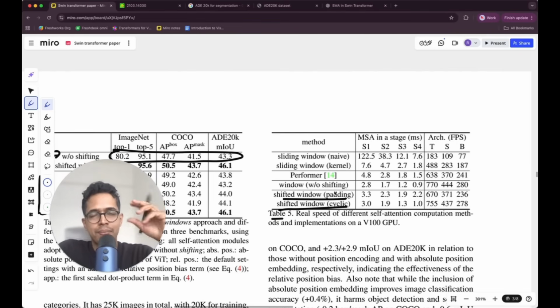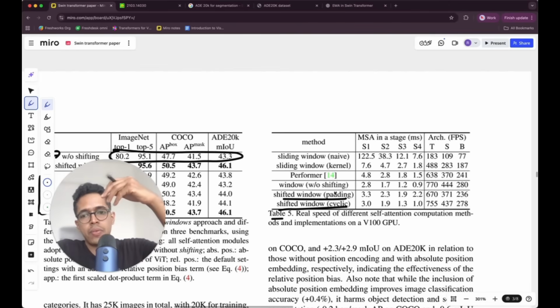cyclic, I would say, moving of the windows. If you shift something to the top, whatever goes out of the frame comes back up from the bottom. If you shift something to the left, whatever goes out of the frame comes back on the right. So that is cyclic shifting.